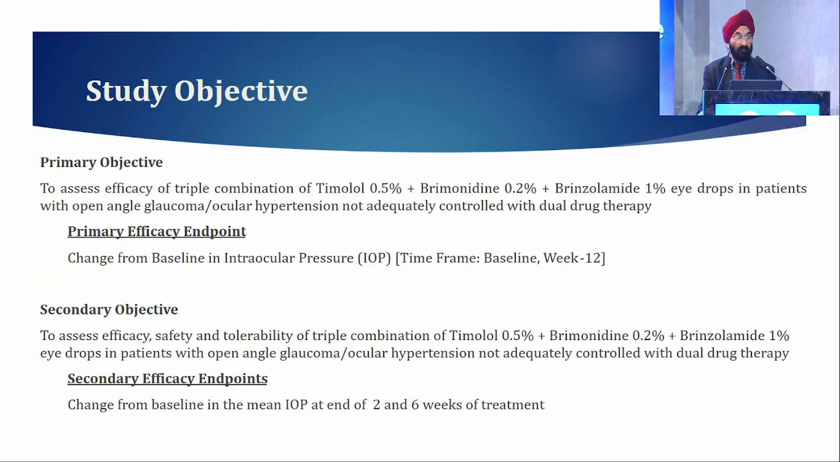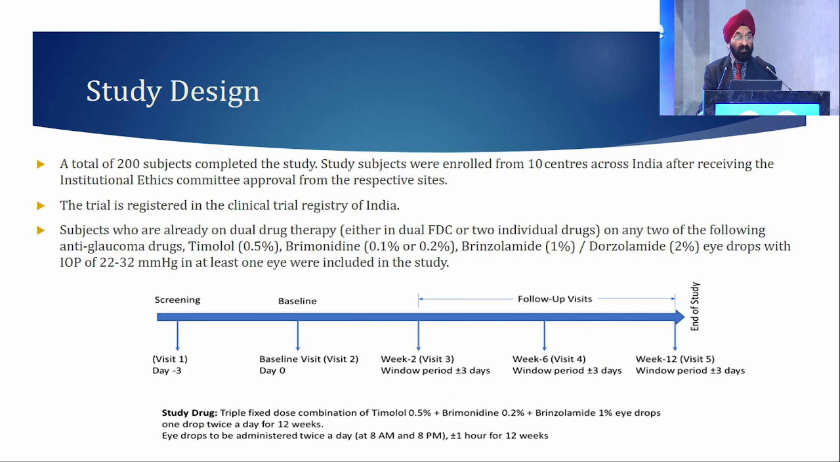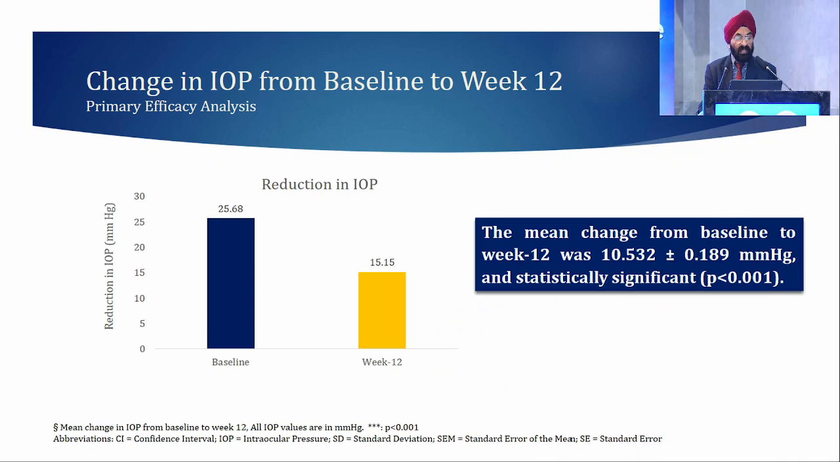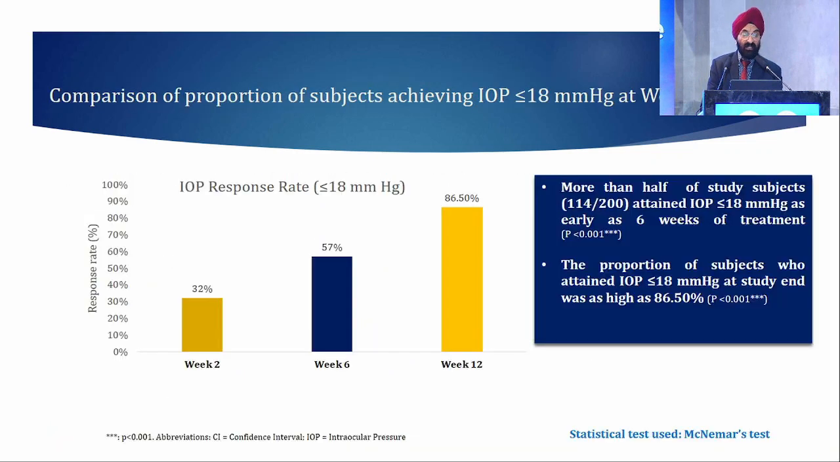And these were the study objectives, where the primary endpoint was change from baseline in intraocular pressure, and the secondary objective was to assess the efficacy, safety and tolerability of this triple fixed drug combination. So the screening was done, and then baseline intraocular pressure was estimated at day 0, then second week, 6th week and 12 weeks. And what we found was that there was a significant reduction in the intraocular pressure to the tune of about 10.5 millimeters of mercury, and this decrease was statistically significant.